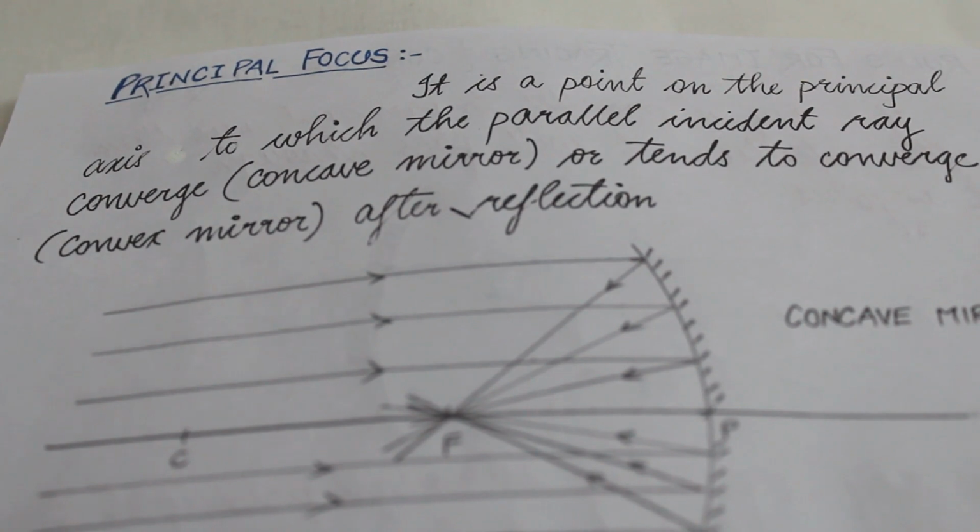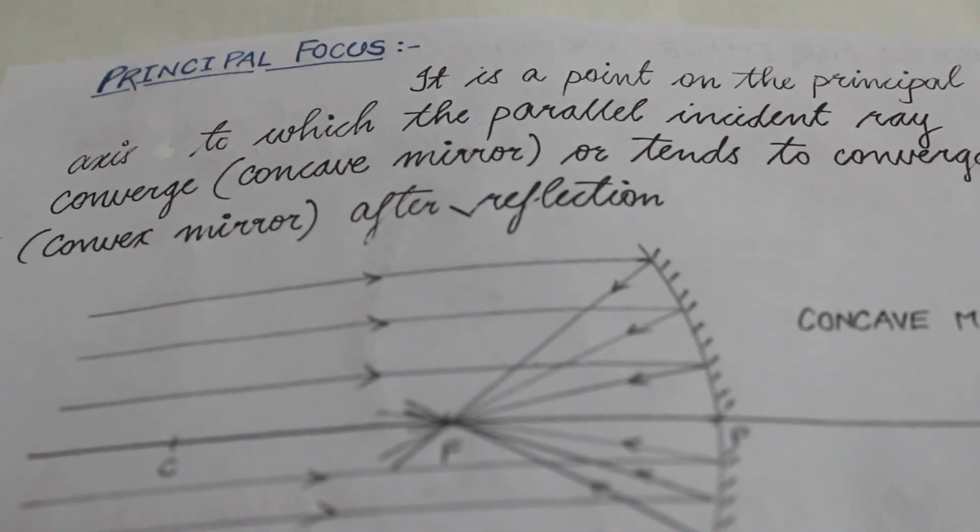Hello students, in the last lecture we have studied about terms related to spherical mirrors. We have studied that there are two kinds of spherical mirror, concave mirror and convex mirror. We studied various terms such as pole, center of curvature, radius of curvature, principal axis and aperture. In this lecture we are going to study about a very important term related to spherical mirrors, and that is principal focus. Now what basically is principal focus?